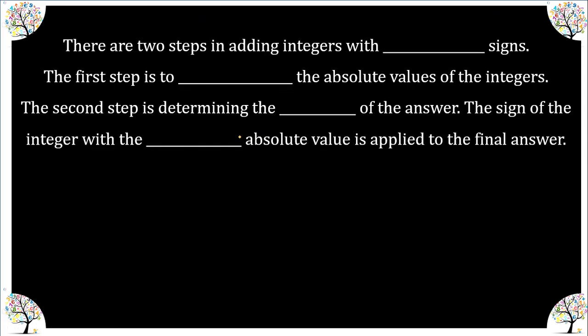There are 2 steps in adding integers with different signs. So let's look at these 2 steps. The first step is to subtract the absolute values of the integers. The second step is determining the sign of the answer. So once you subtract the absolute values, then you check to see the sign of the integer with the larger absolute value and you apply that sign. So if you have more negatives, the answer is negative. If you have more positives, your answer will be positive.